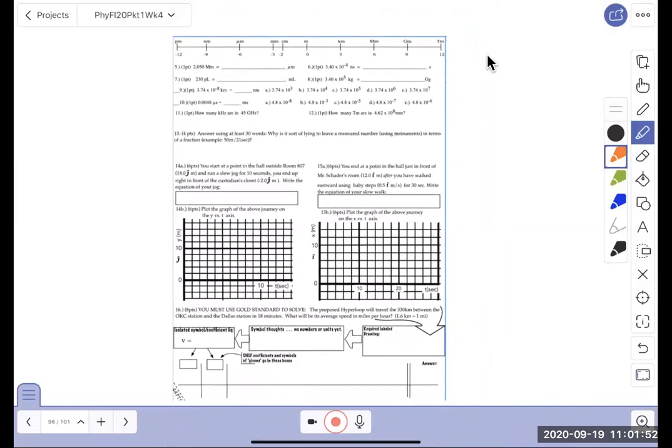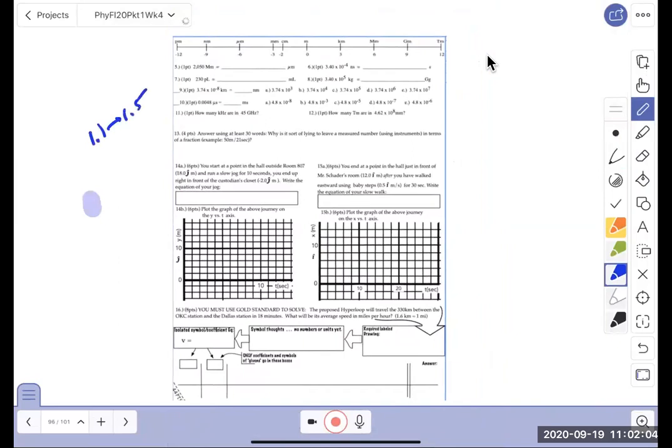Okay, here's the back side. So you can see it covers this. The take-home will cover sheet 1.1 through 1.5. The only thing from 1.5 is this last one. The rest of it's all from 1.1 to 1.4.